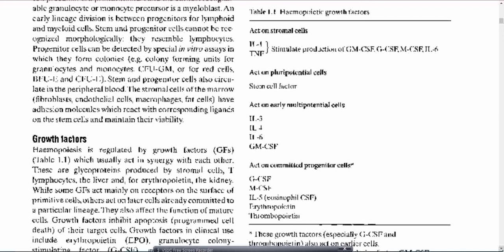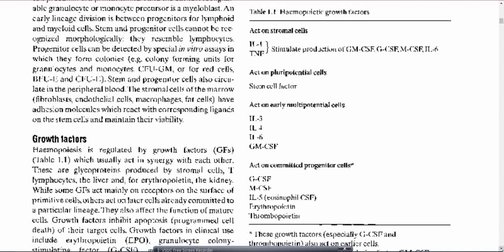These growth factors are glycoproteins produced by the stromal cells, for example the T lymphocytes. The liver can also produce some. For example, erythropoietin is produced by the kidney. So, glycoproteins produced by either the stromal cells, the T lymphocytes, the liver, and the kidney. The growth factor produced by the kidney is what we call erythropoietin.